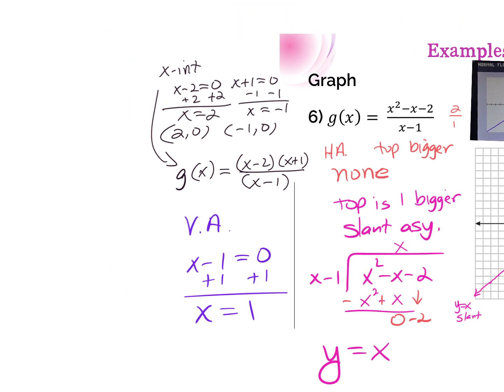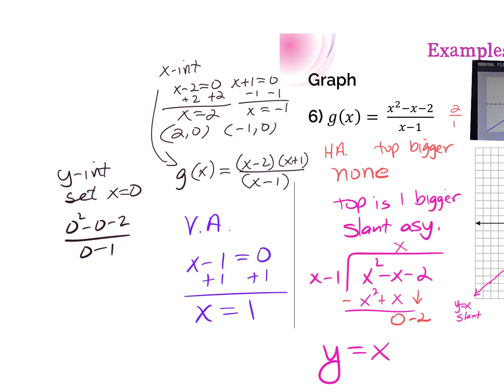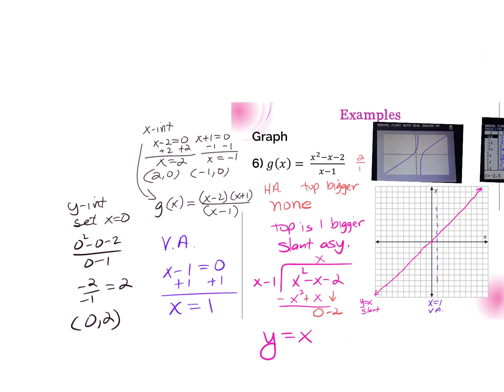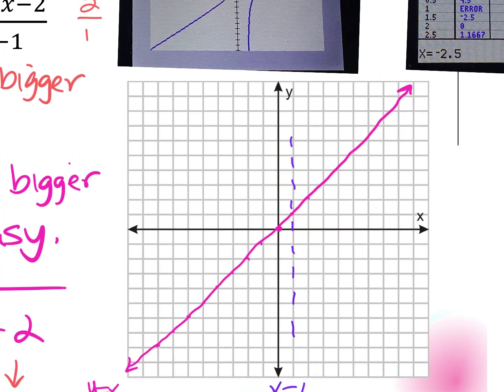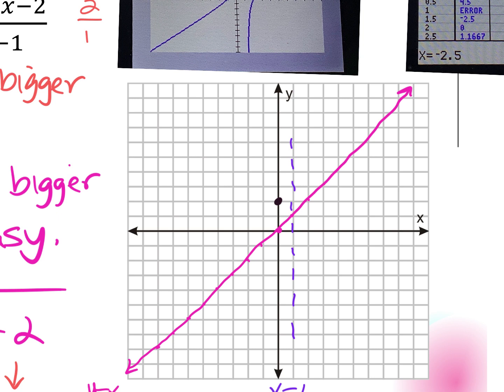Now, for my y-intercept, I'm setting x equal to 0. So 0 squared minus 0 minus 2 over 0 minus 1. Negative 2 over negative 1 simplifies to positive 2. So 0, 2 is going to be my y-intercept. And I can go ahead and get all these points on the graph. And then what I can do is key it into my calculator and get the additional points. So let me put all this on there. So 0, 2. And then I also have the two x-intercepts, 2, 0, and then negative 1, 0.